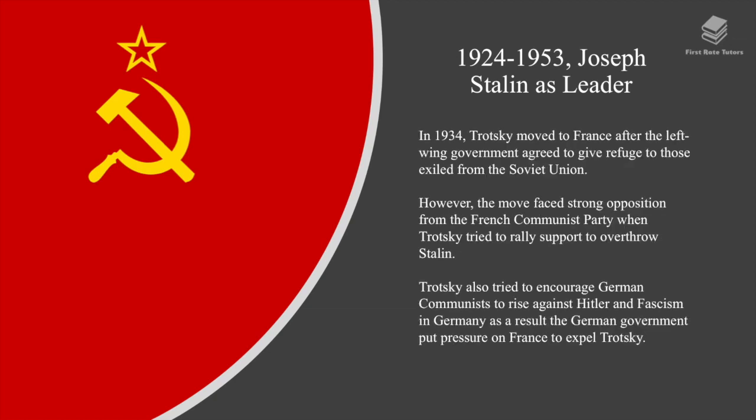In 1934, Trotsky moved to France after the left-wing government agreed to give refuge to those exiled from the Soviet Union. However, the move faced strong opposition from the French Communist Party when Trotsky tried to rally support to overthrow Stalin. Trotsky also tried to encourage German communists to rise against Hitler and fascism in Germany. As a result, the German government put pressure on France to expel Trotsky.